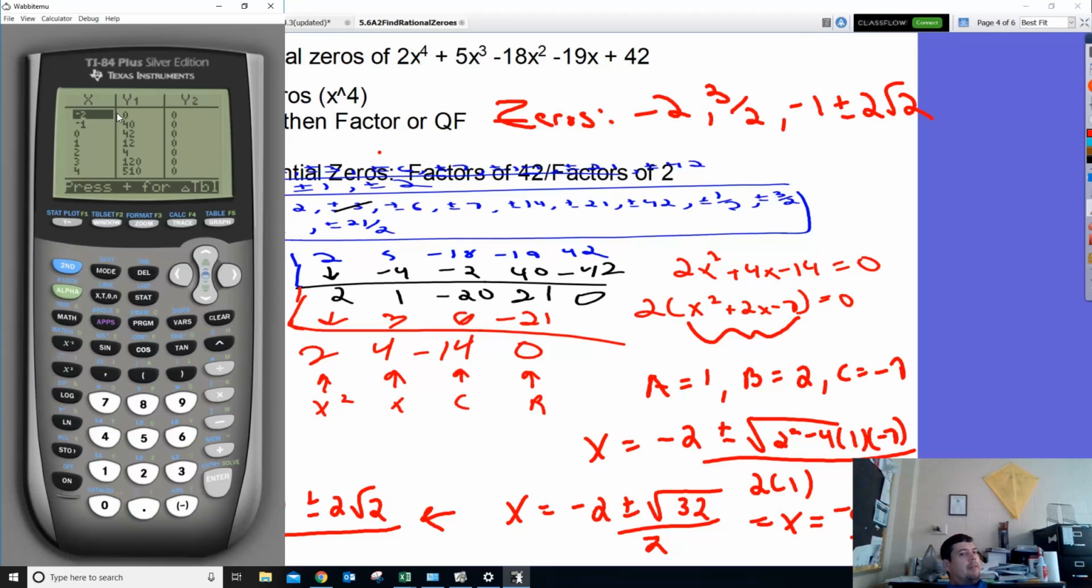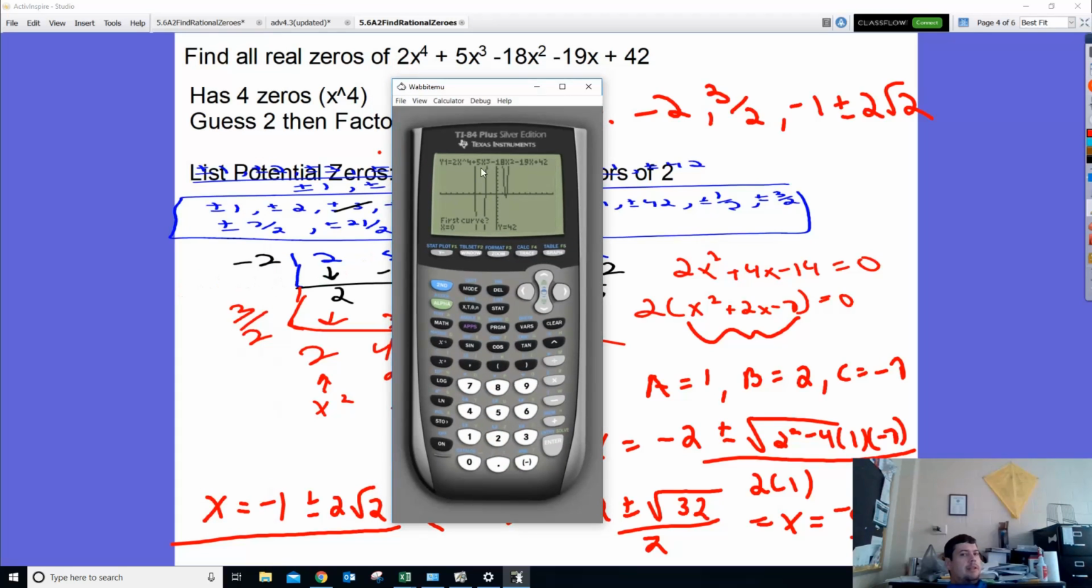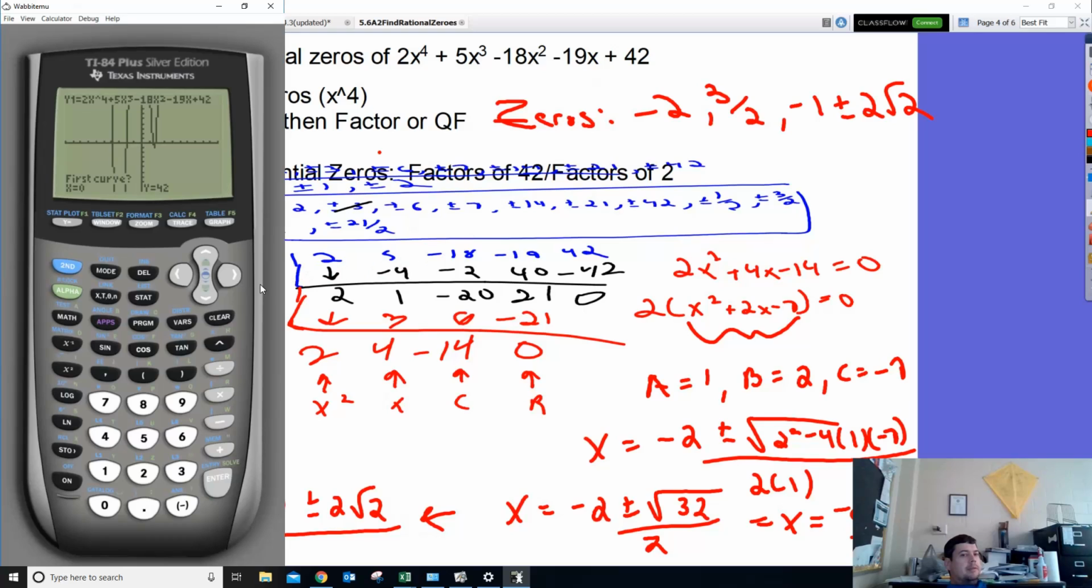Or you could have looked at the graph and said, I'm pretty confident in that. There's also a reason I put a 0 into y2, because now I can use the intersect feature. I can do second trace, 5 for intersect. And I can find at least the decimal equivalent of all these things. I'm going to hold my cursor all the way to the end. Get it right there. And then I'm going to press enter how many times? Enter, enter, enter. Now you get some funky looking decimal.